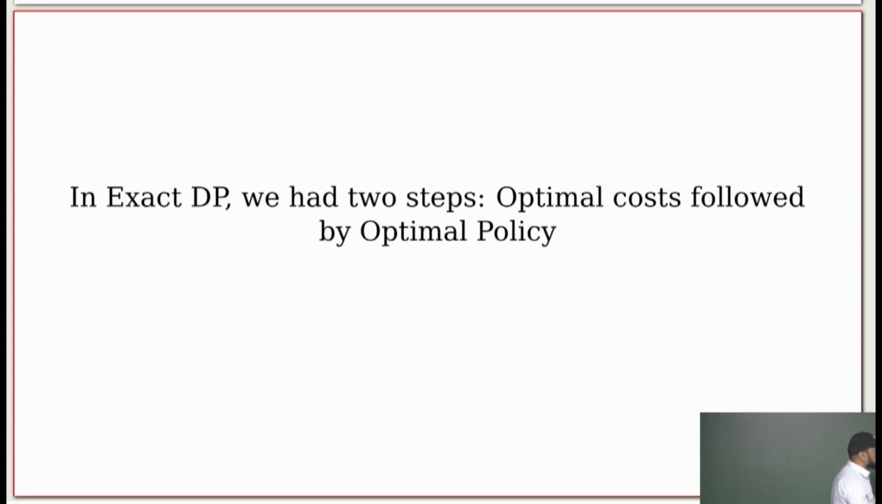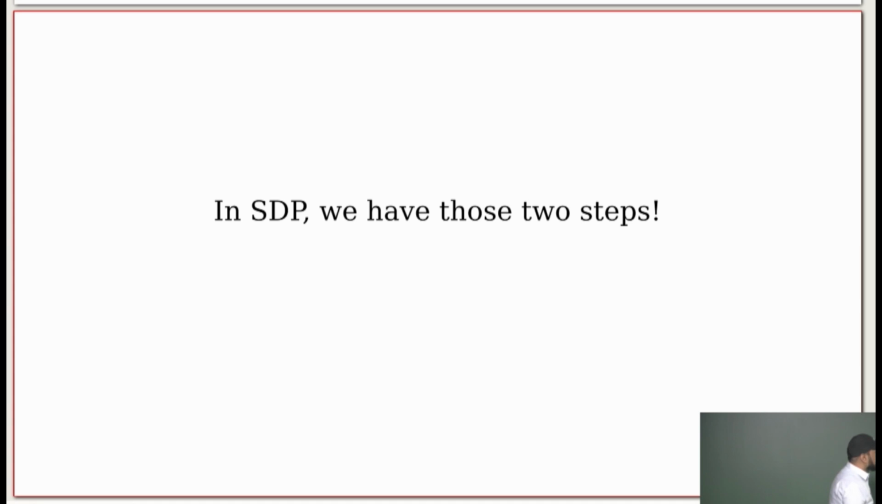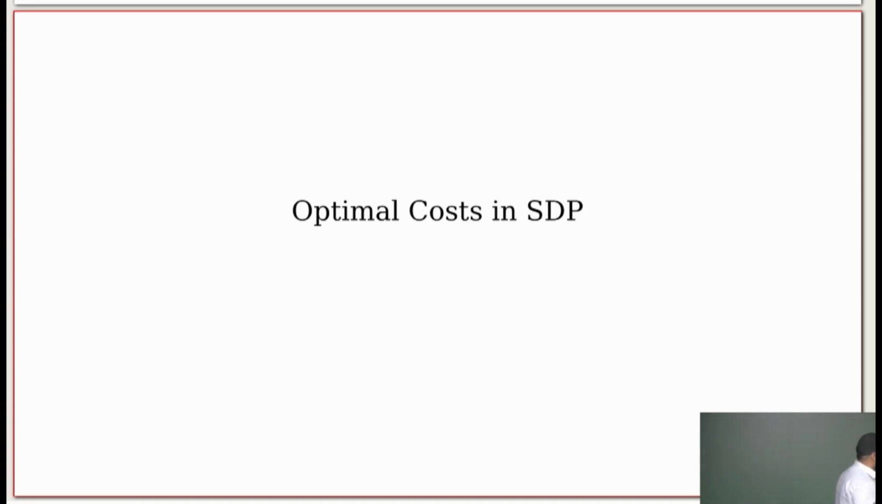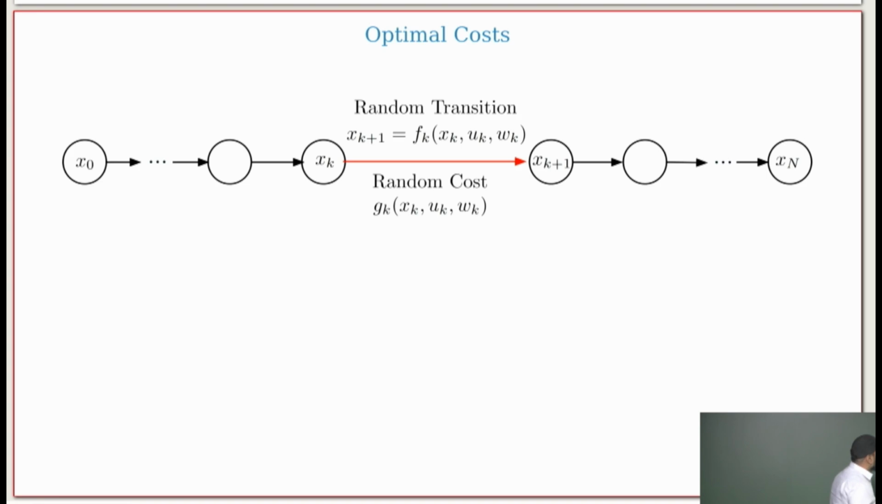I can start from x naught, and I will see for which u naught the minimum cost is achieved, because I know the minimum j star. So that way I will keep producing the optimal u0 star, u1 star, and so on. So that was a two-step process. Once we know the cost, we know which controls would have produced such optimal cost. And in the same way we can write this in two steps also for SDP. We can do the cost computations first and then produce the optimal policy.